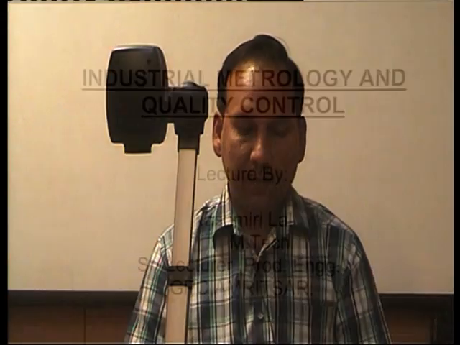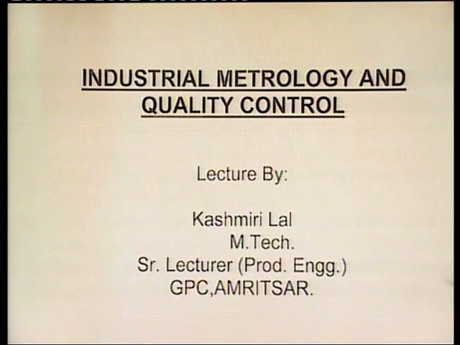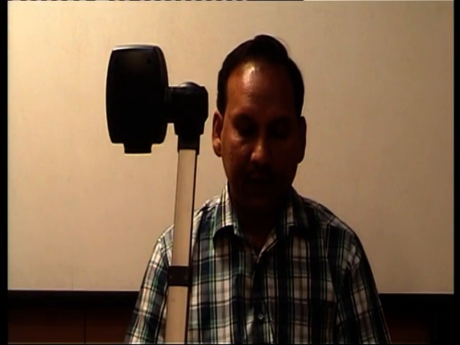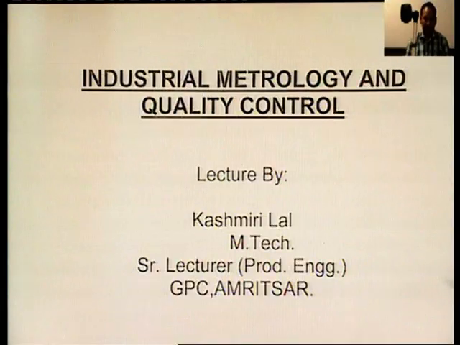Today in this session of Production and Industrial Engineering, we are going to discuss some topics from the subject of Industrial Metrology and Quality Control, which is a most important subject for the production and industrial engineering students. The various topics we are going to discuss are height gauges, depth gauges and filler gauges. I hope you understand and enjoy this session. So, let us start with the first topic.